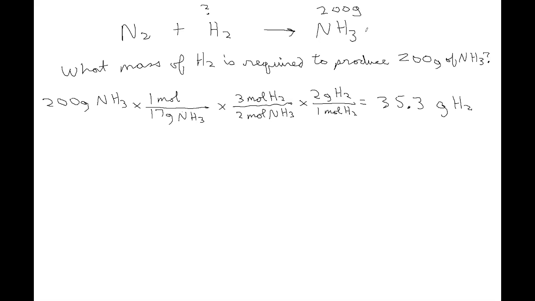Or if we had two different products, you could say, if I produce so many grams of one product, how much of the other product am I going to get? And it's really the same method using unit conversion.